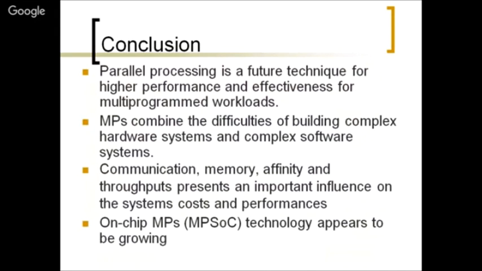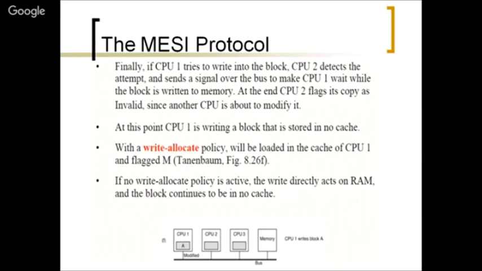Okay. So finally, if CPU 1 tries to write something onto the block, CPU 2 will detect its attempt and send a signal over the bus to make CPU 1 wait, because at that time CPU 2 is writing. So CPU 1 also wants to write something on that. As CPU 2 is writing at that time, we'll send the wait signal. Okay.